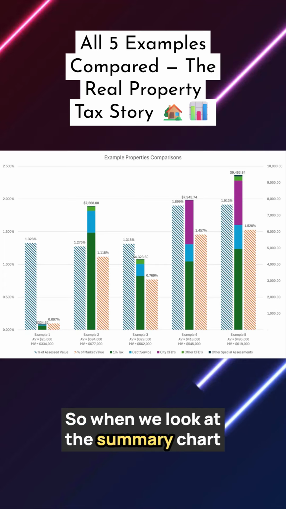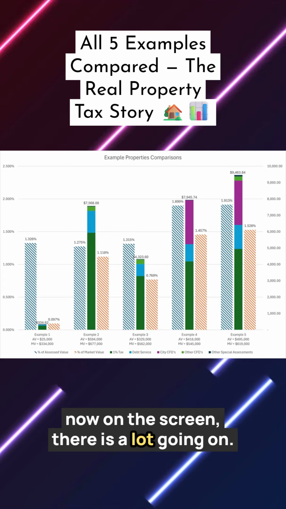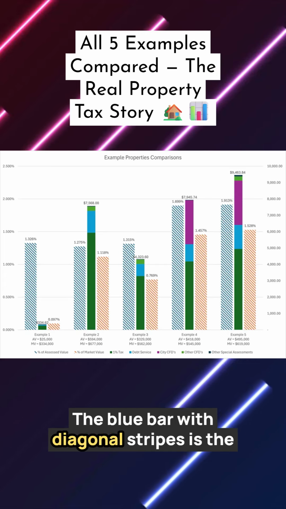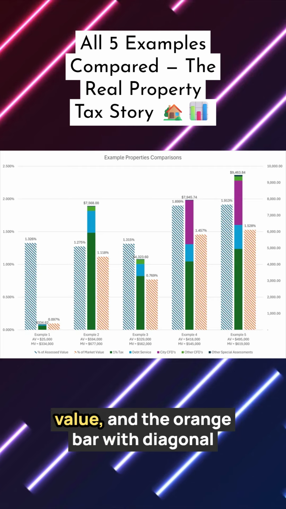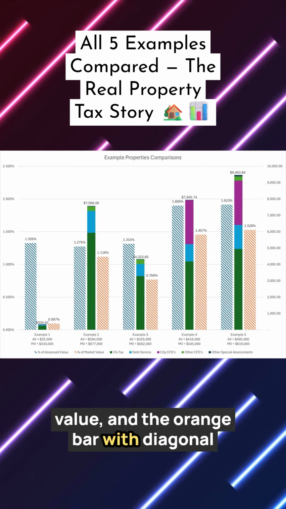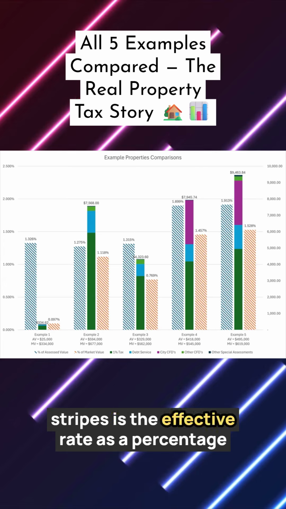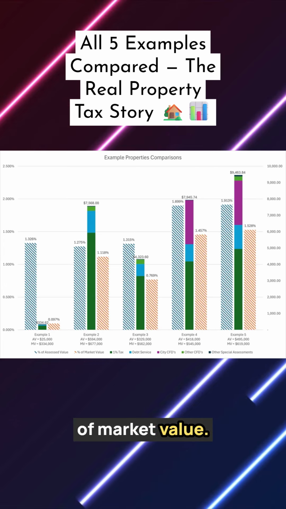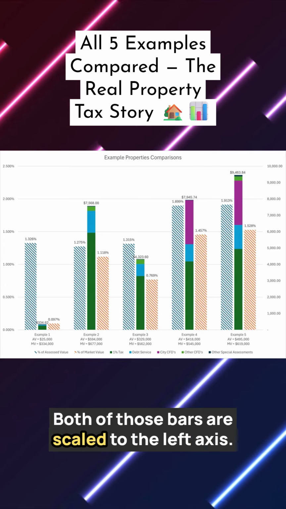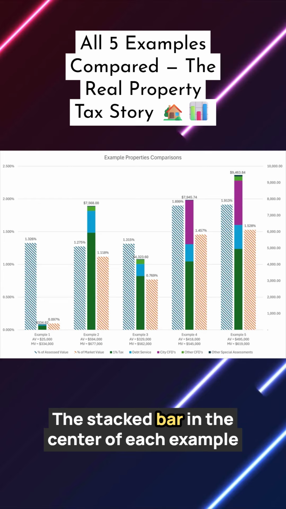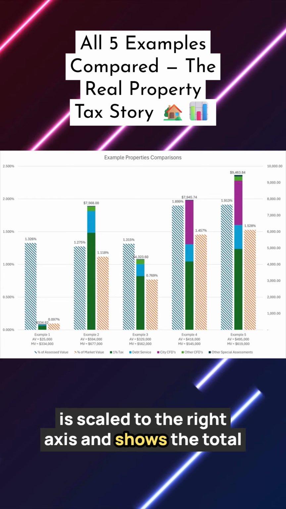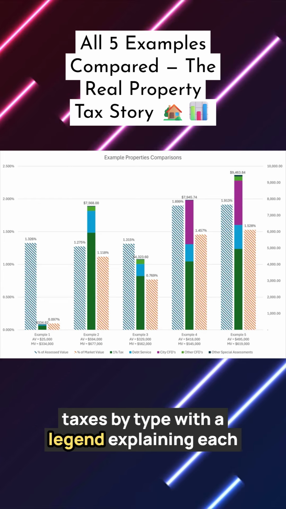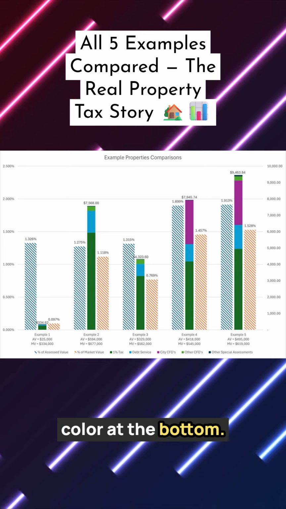So when we look at the summary chart now on the screen, there is a lot going on. The blue bar with diagonal stripes is the effective tax rate as a percentage of taxable value, and the orange bar with diagonal stripes is the effective rate as a percentage of market value. Both of those bars are scaled to the left axis. The stacked bar in the center of each example is scaled to the right axis and shows the total taxes by type, with a legend explaining each color at the bottom.